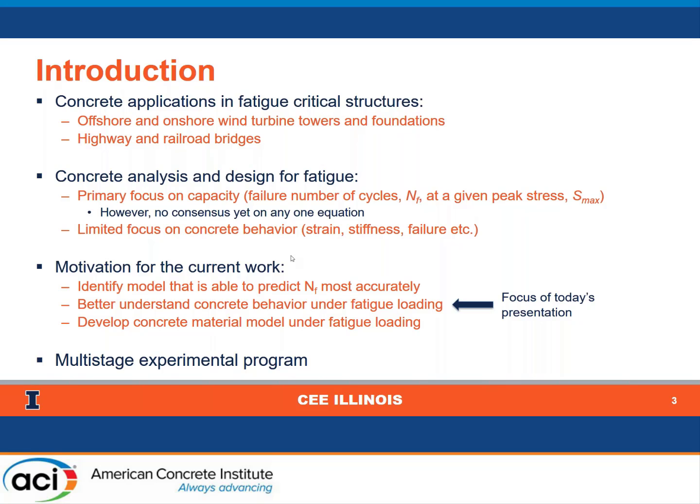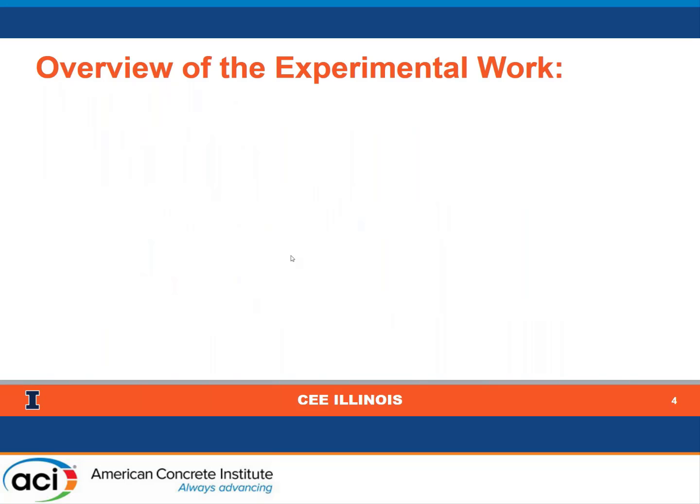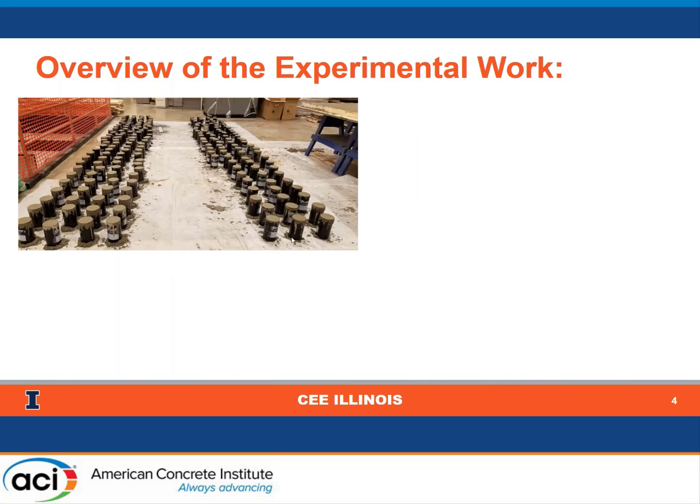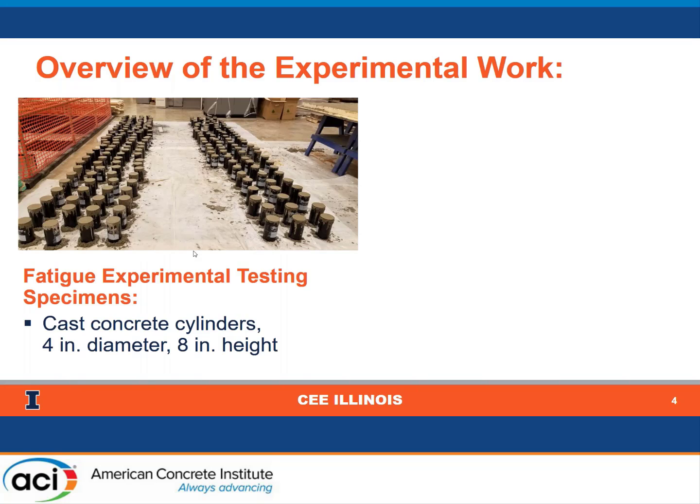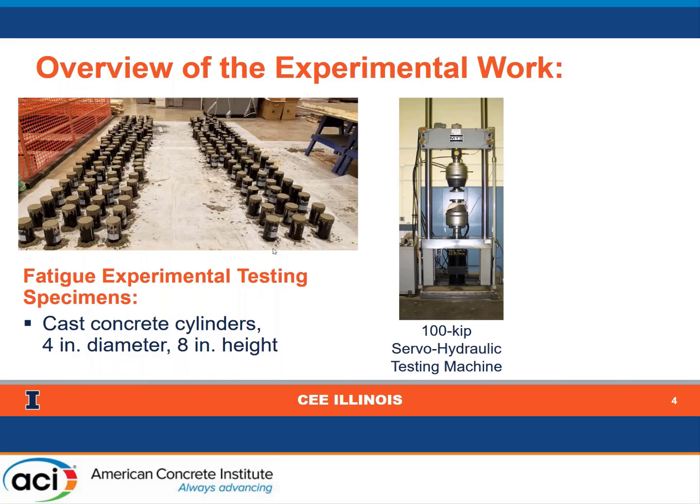Before we go any further, I would like to give a very brief overview of the experimental work that was undertaken. In order to do these fatigue tests, concrete cylinder specimens were cast in our lab. 216 concrete cylinders were cast. These are standard dimensions, 4 inches in diameter, 8 inches in height. And we used a servo hydraulic testing machine, the capacity of which was 100 kips.